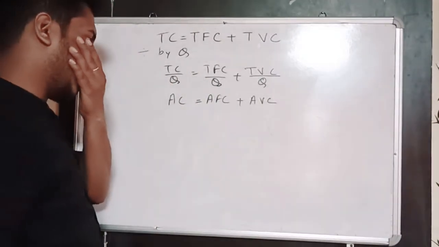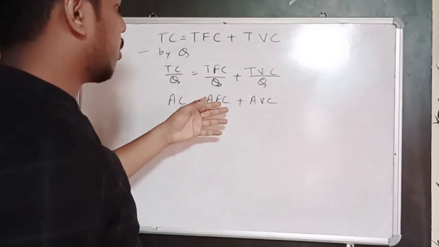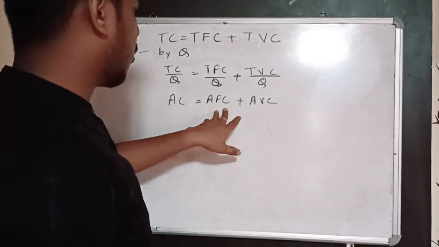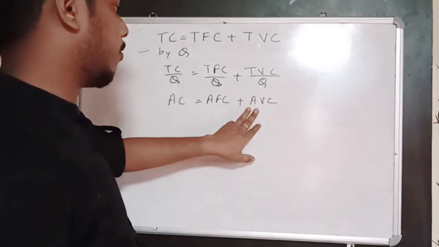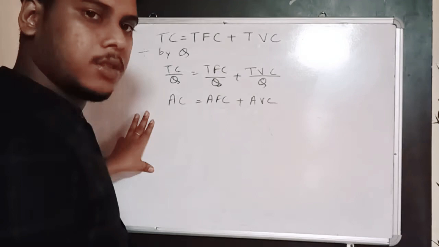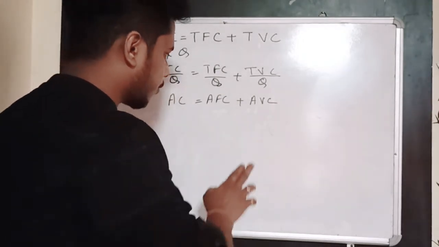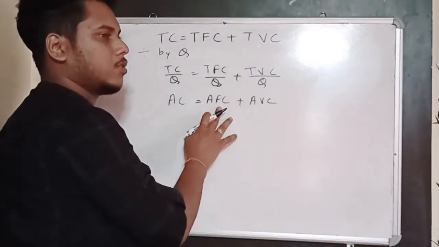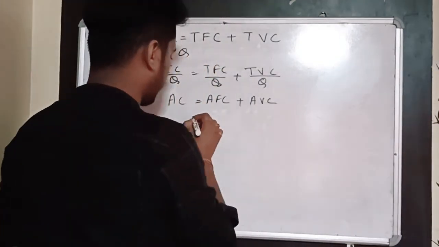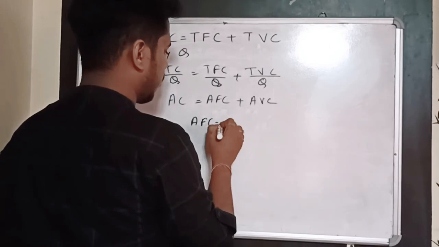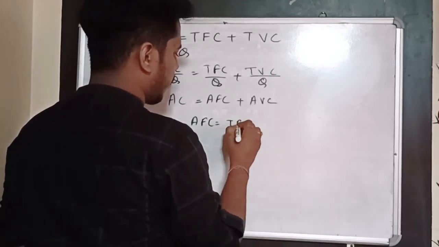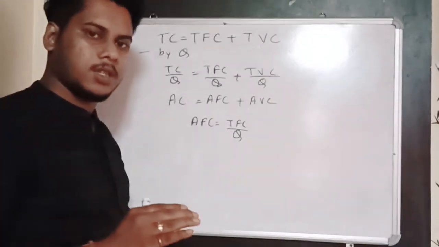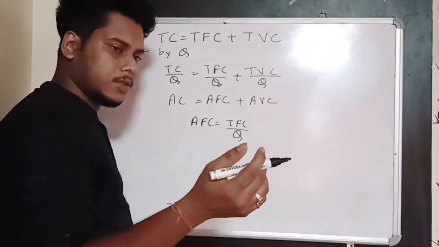Okay. Now the same relationship exists between these two. Average fixed cost, if we sum it up with average variable cost, we will get what is known as average cost. Now let us first discuss the concept of average fixed cost. AFC is shown as TFC by Q. Now as we know, the TFC remains constant, it does not change. However, the output does change.